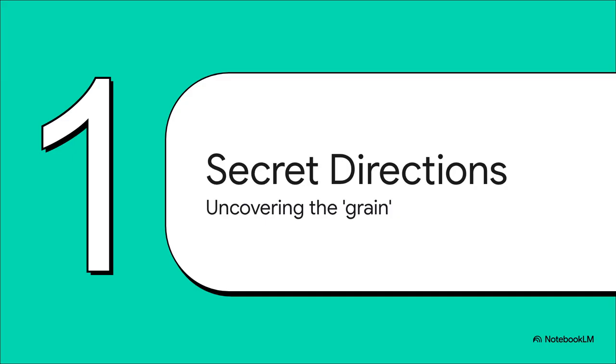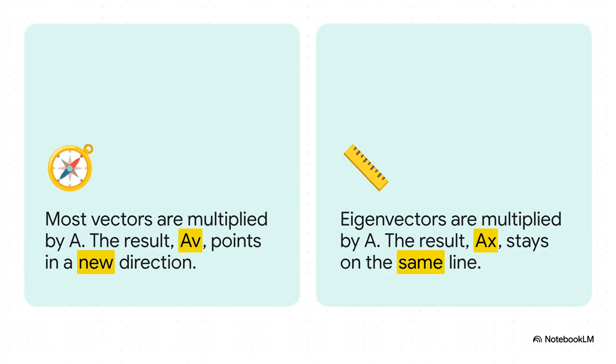Okay, so to get our heads around this shortcut, we have to start looking at matrices a little differently. See, a matrix isn't just some boring grid of numbers. It's an action. It's a transformation. And you know how a piece of wood has a grain, a direction where it's easy to split? Well, every matrix has these special hidden directions where its action becomes beautifully simple. Think of it like this.